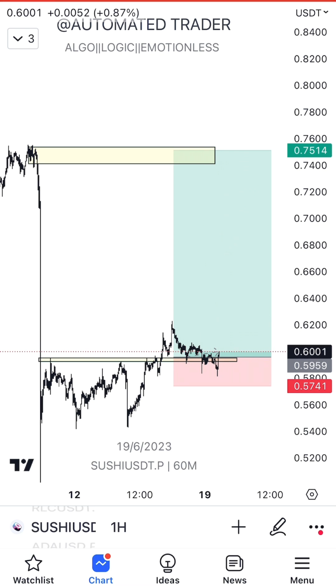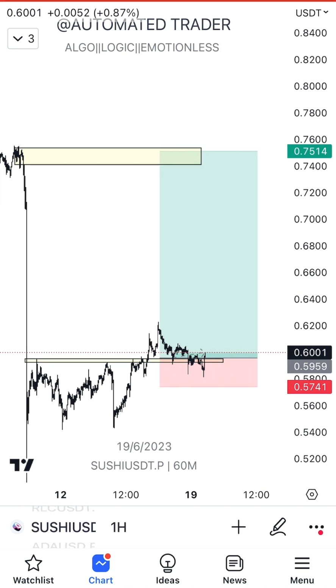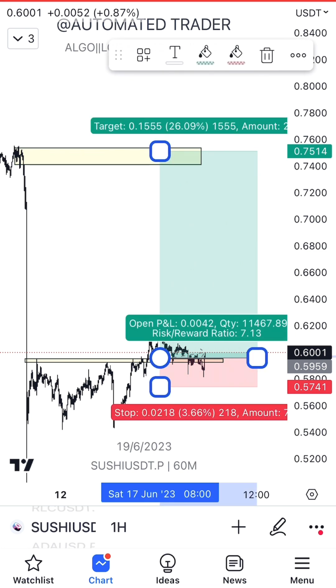Now I want to talk about the risk management for this trade. First of all, this rectangle box is for the calculation of the position size, risk, etc. You use that and then measure the trade. So you see that the take profit is 26%, the stop loss is 3.66%, with a risk reward of 7.